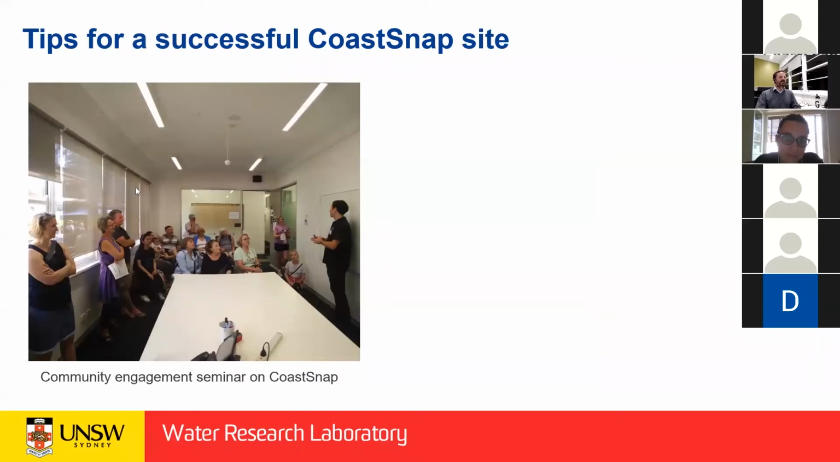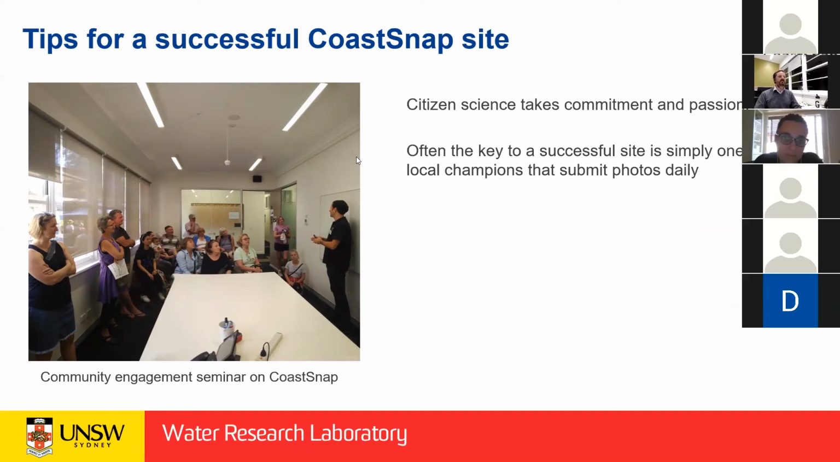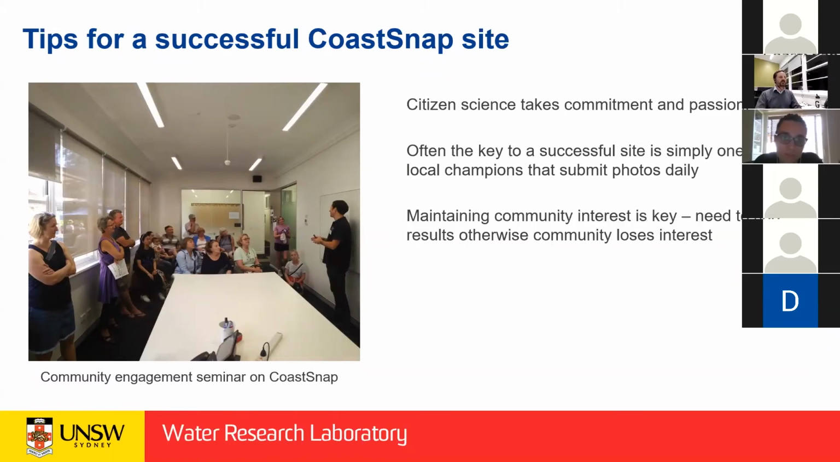So, just tips for a successful CoastSnap site. Citizen science takes commitment and passion and obviously funding. I'm fortunate that I'm an academic and can do this as part of my role, but obviously not everyone's in that luxurious position. Often the key to a successful site is, as I was saying, one or two local champions that submit photos daily. Maintaining community interest is key. You need to see results, otherwise the community loses interest.